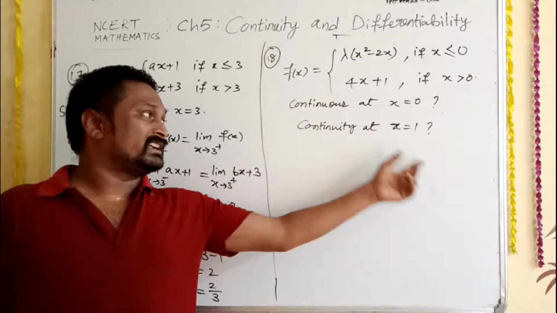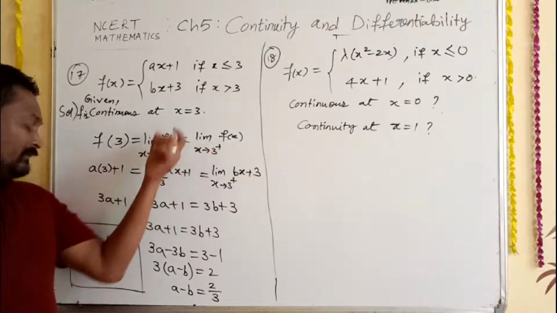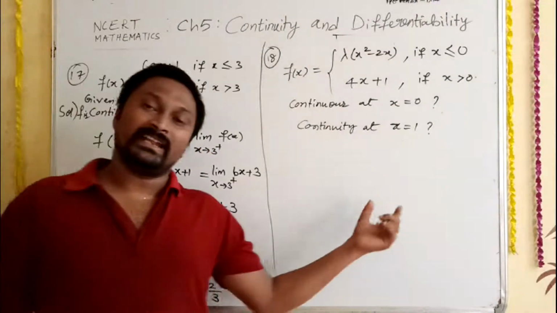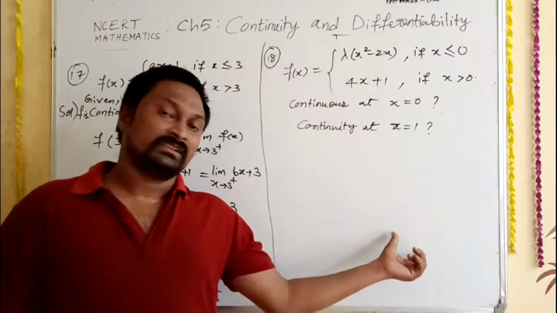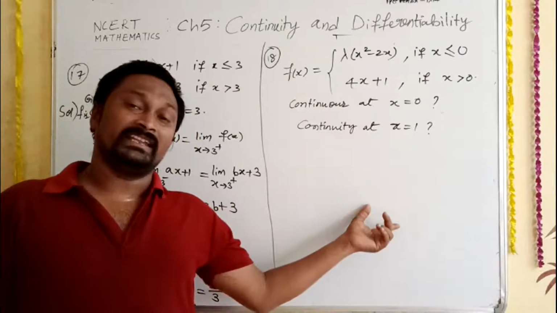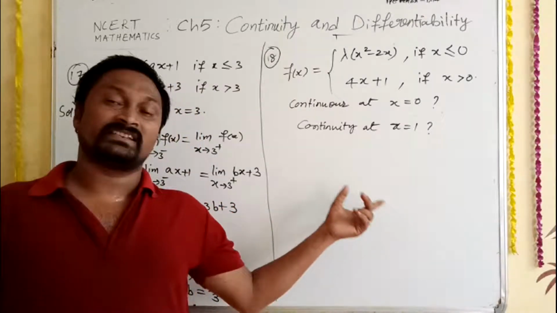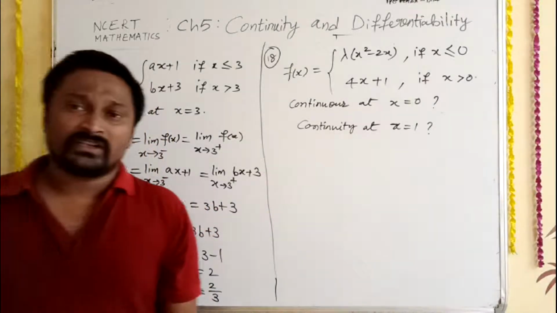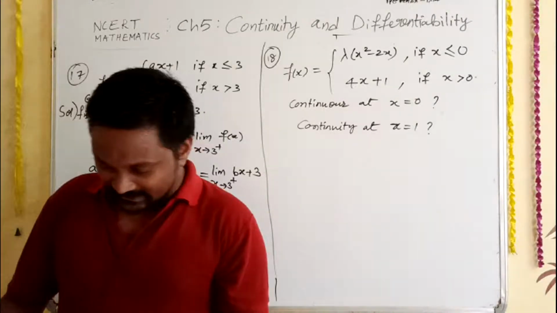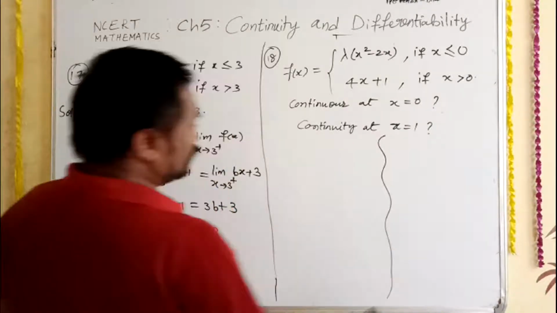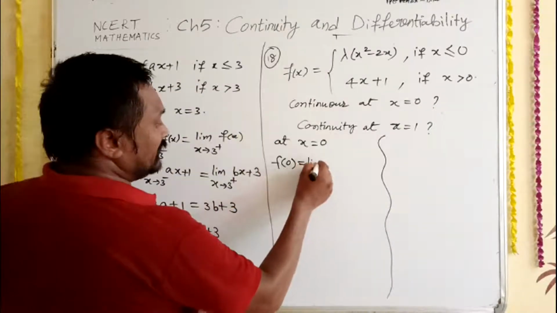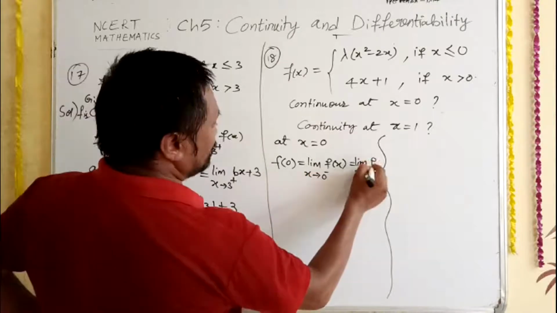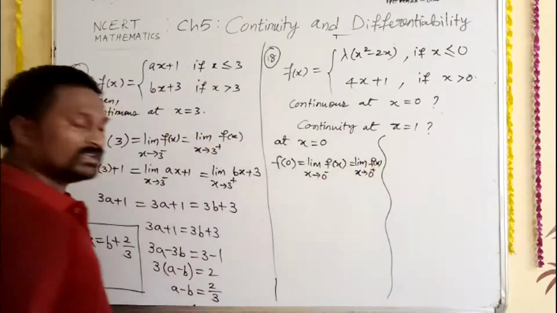What we need to do is apply the same procedure. When you apply it, if you get any real number there, and both sides come out equal, then we can say it is continuous, otherwise it is not continuous. Let us check now so that you can understand clearly. So now let me go for it first. It is equal to limit x tends to 0 plus f of x.